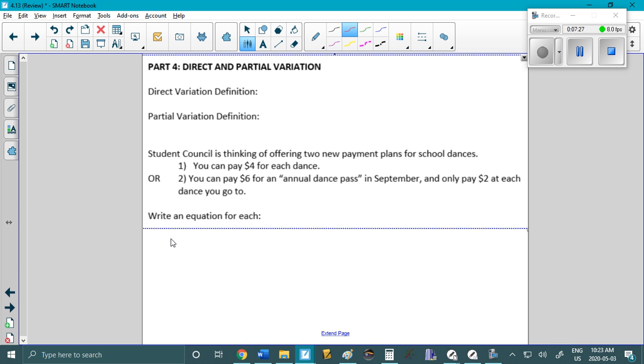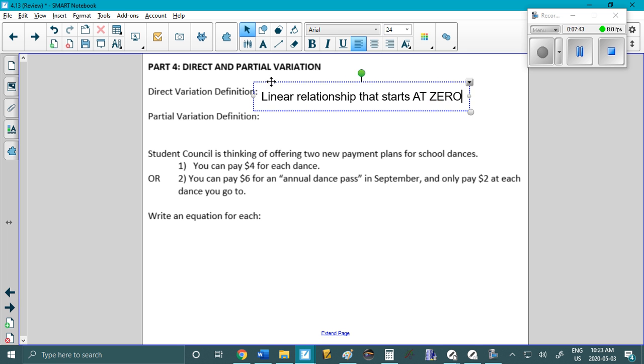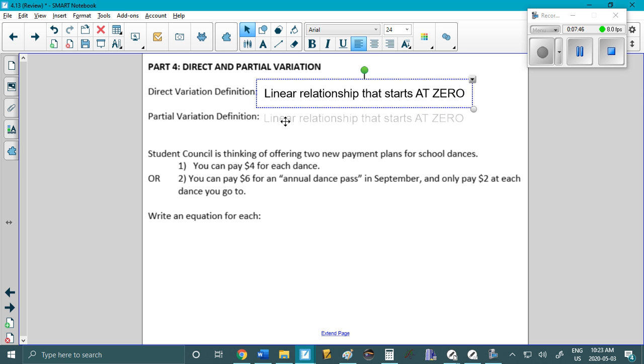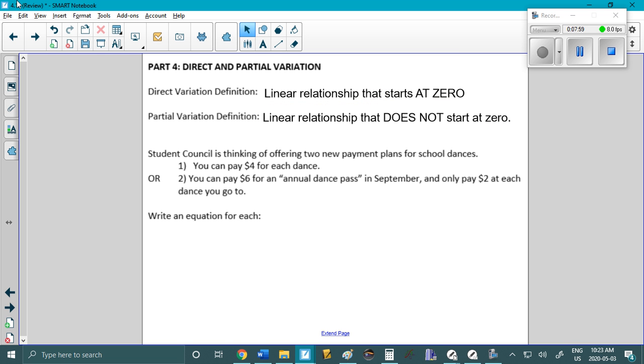The last one, I believe. Oh, no, sorry, not the last one. Direct and partial variation. So, direct variation is a linear relationship that starts at 0, and a partial variation is a linear relationship that does not start at 0. Okay. So Student Council is thinking of offering 2 new payment plans for school dances. Write an equation for each. So this will be number 1, this will be number 2.